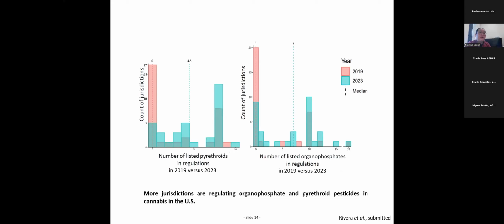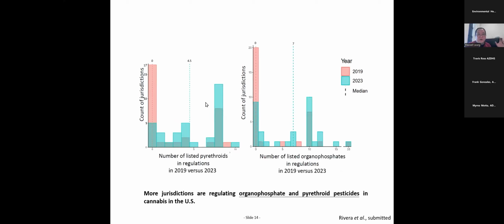Using that data and comparing it to the data that we collected from the regulatory documents last year, in 2023, we compare the number of pyrethroid and organophosphate pesticides that are regulated in the US. Again, same diagram: the X-axis is the number of pesticides regulated in each state, and the Y-axis is the number of state-level jurisdictions regulating that number of pesticides. The red is the data from 2019. The green is the data from 2023.